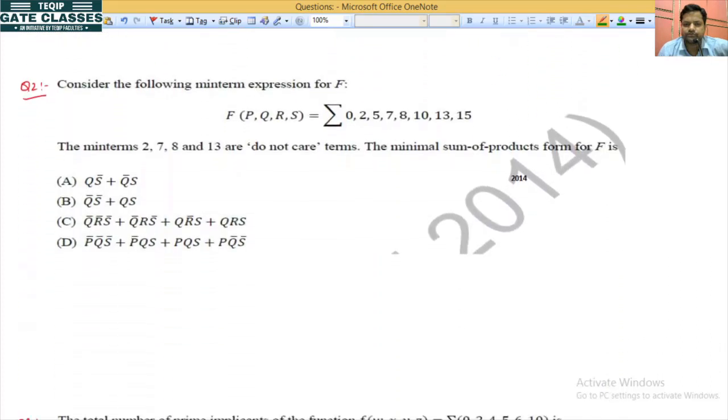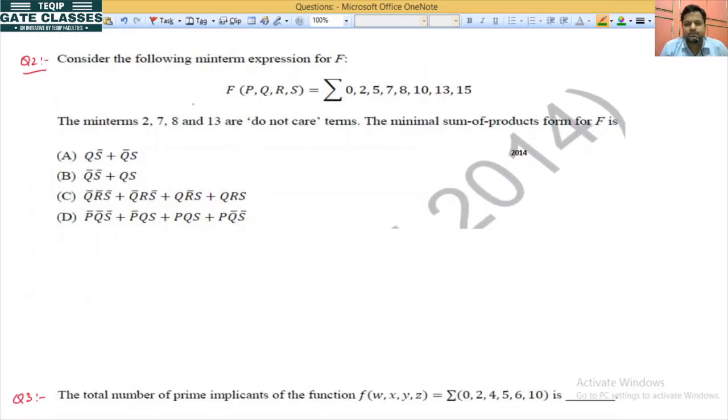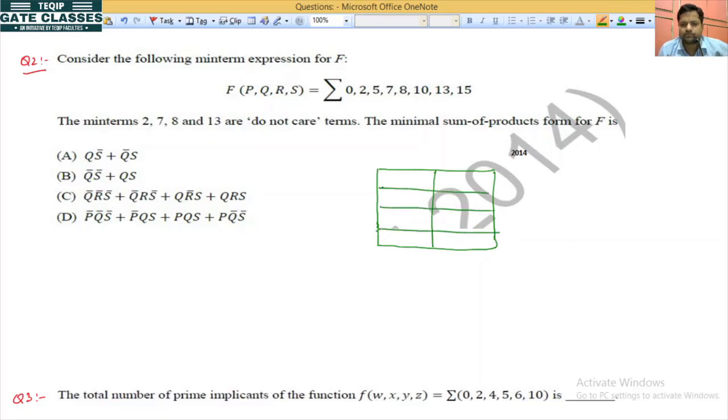Now the next question is, consider the following min term expression for f. It is given, and min terms 2, 7, 8, 13 are don't care terms. The minimal SOP form for f is, so 15 means a 4 variable K-map, and it is directly given also, P Q R S, 4 variables are there. So we will form a 4 variable K-map here. This is our 4 variable K-map.